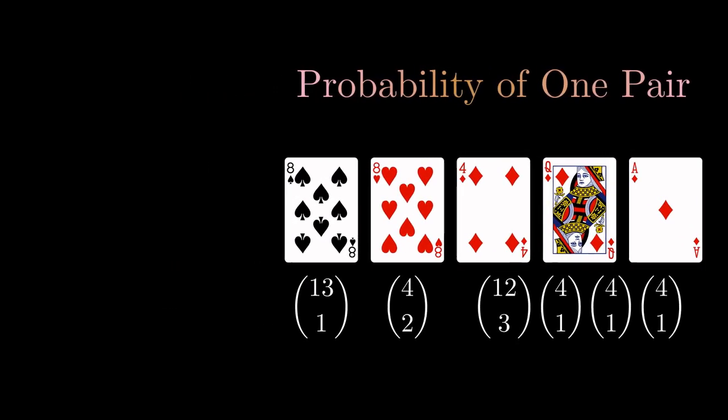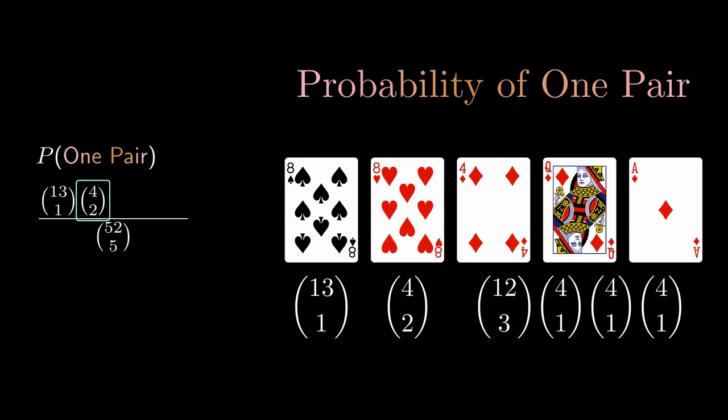And here's what it looks like. Same denominator. It's the same number of total outcomes. Again, you choose one denomination from the 13. Here we only need 2 of those, so it's 4, choose 2. Then we choose 3 denominations from the remaining 12. And for each one of those, it's 4, choose 1.